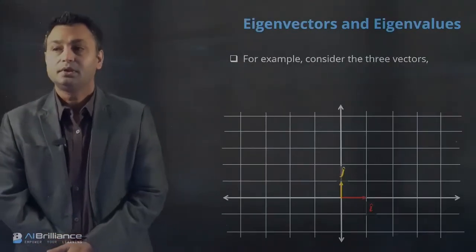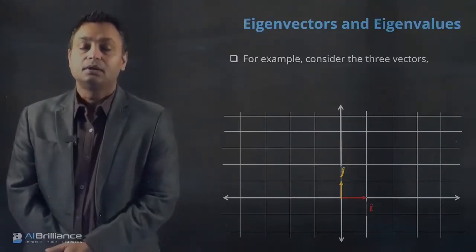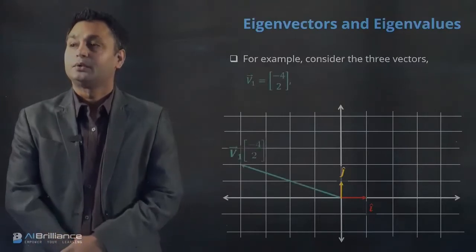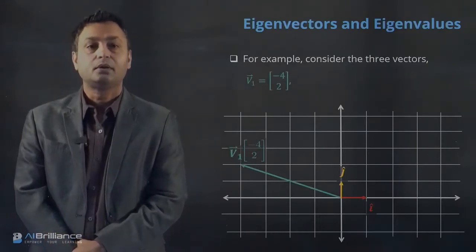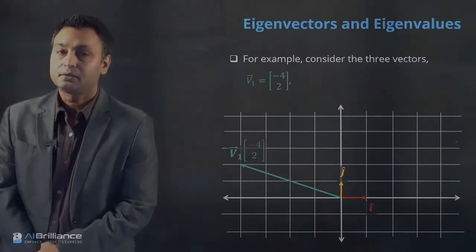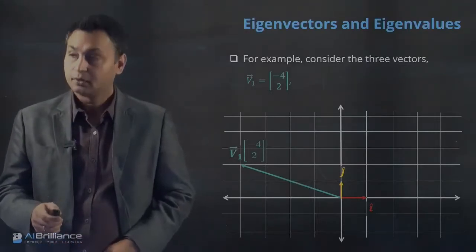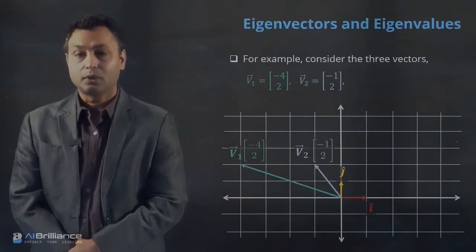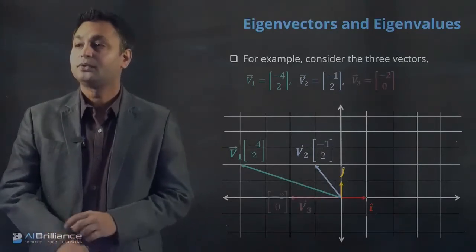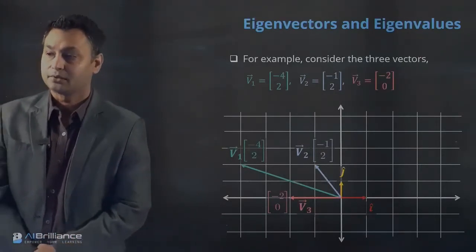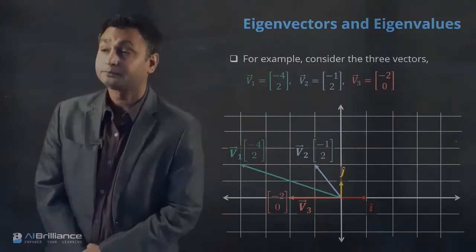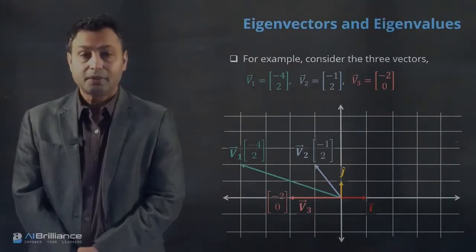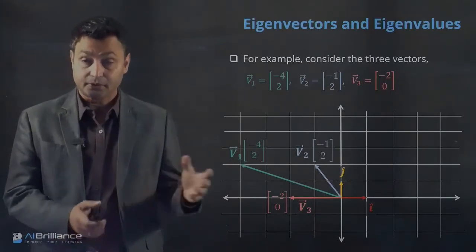Okay. So here, let's consider three different vectors. For example, vector v1, which is located at [-4, 2]. Vector v2, which is located at [-1, 2]. And vector v3, which is located at [-2, 0]. So these are the three initial vectors depicted in the diagram that you see right now.